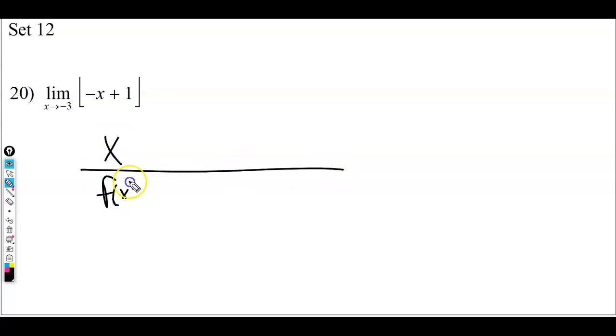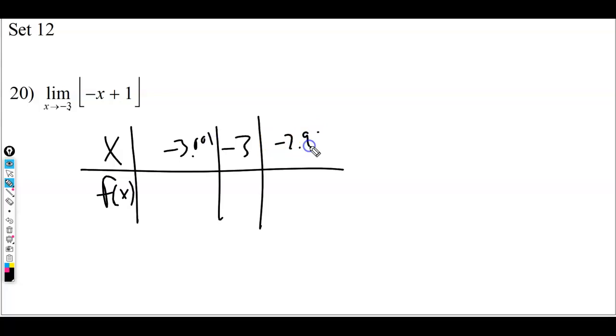Call the function f of x here. Now I'm approaching -3, but it's going to be doing different things on the left than it is on the right. So give me a number that's to the left of -3. Hopefully you guys are thinking of maybe -3.001. And then pick a number to the right, which would be -2.99.